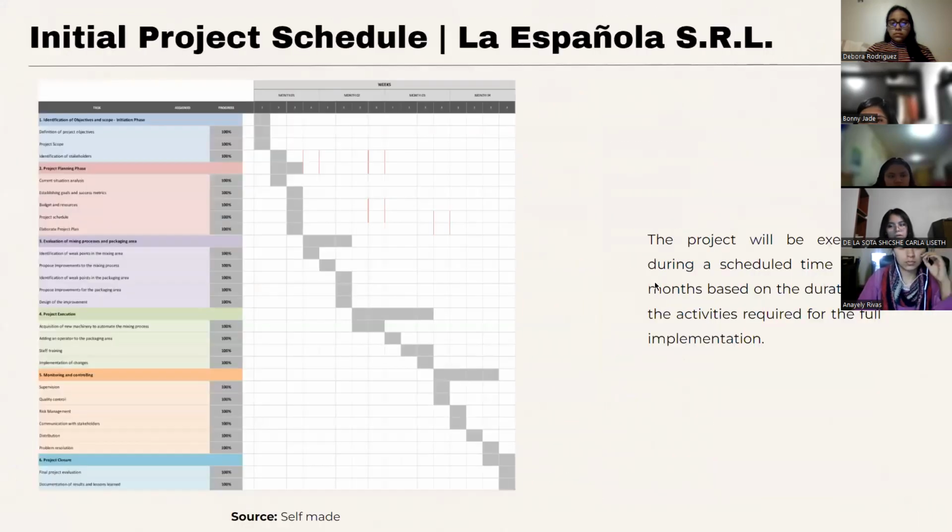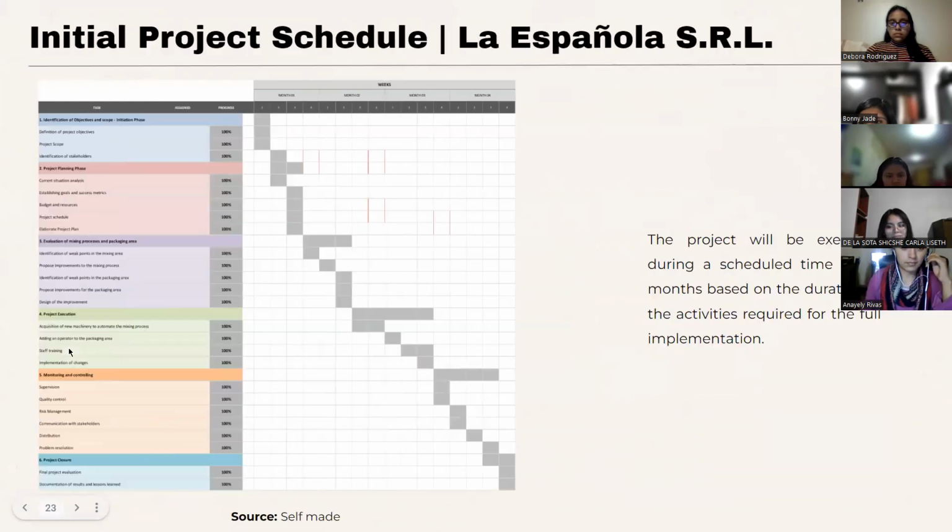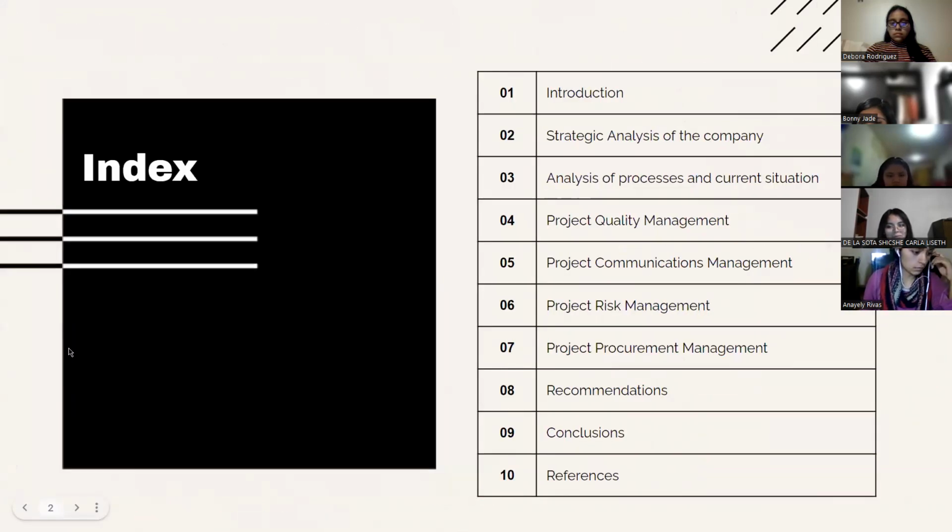First we have our index, and we are going to see from point number 4 to point number 10. We are going to present the project quality management, the project communications management, the risk management, the procurement management, the recommendations, the conclusions, and the references. Next slide, please.